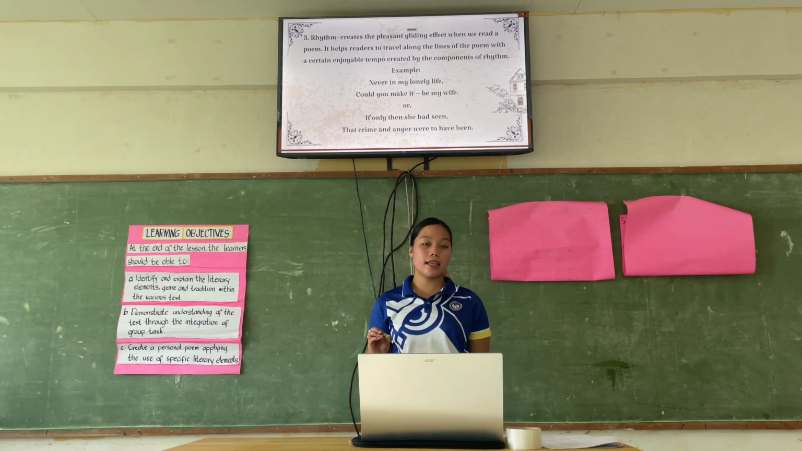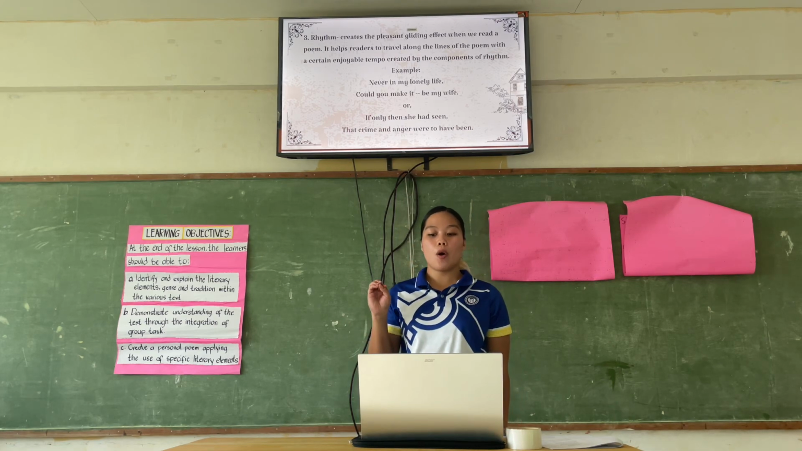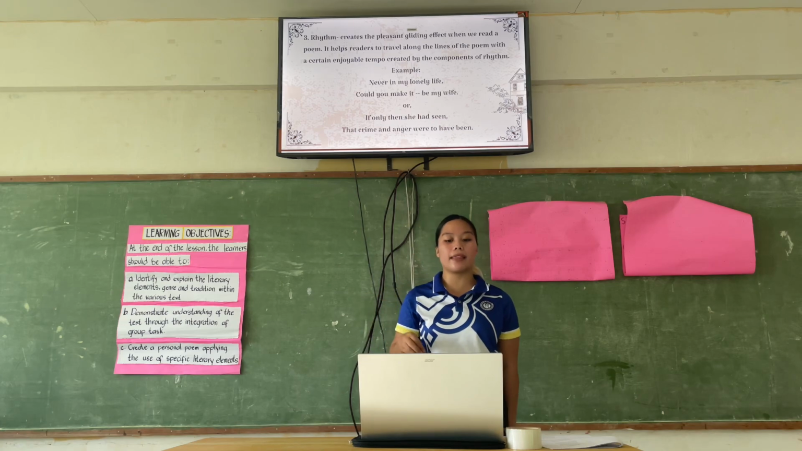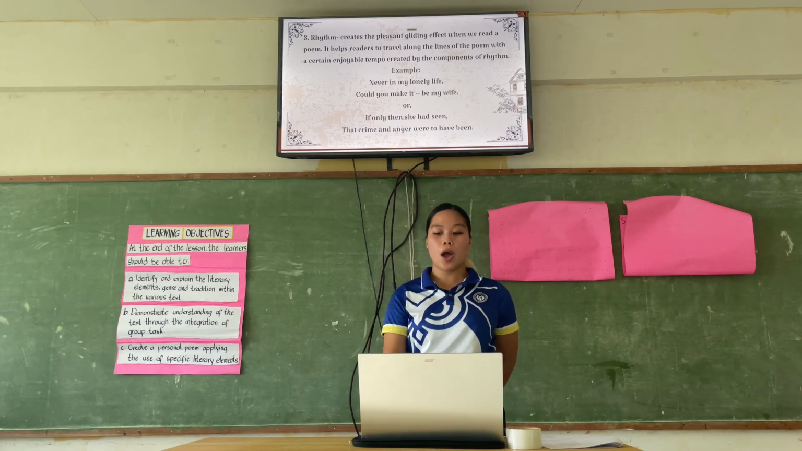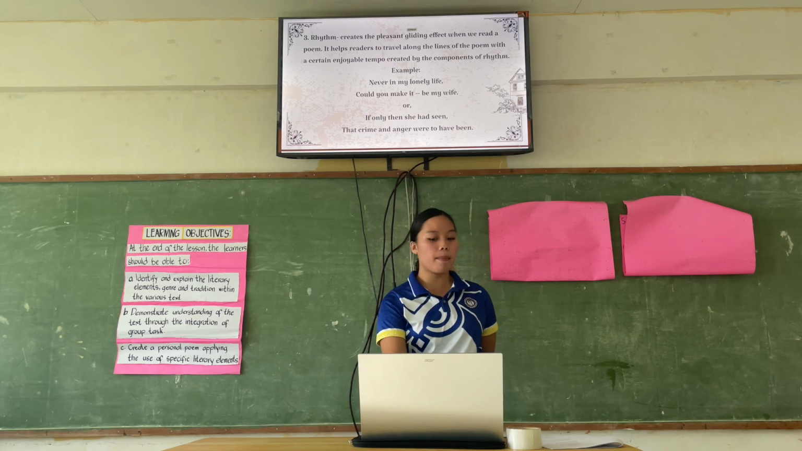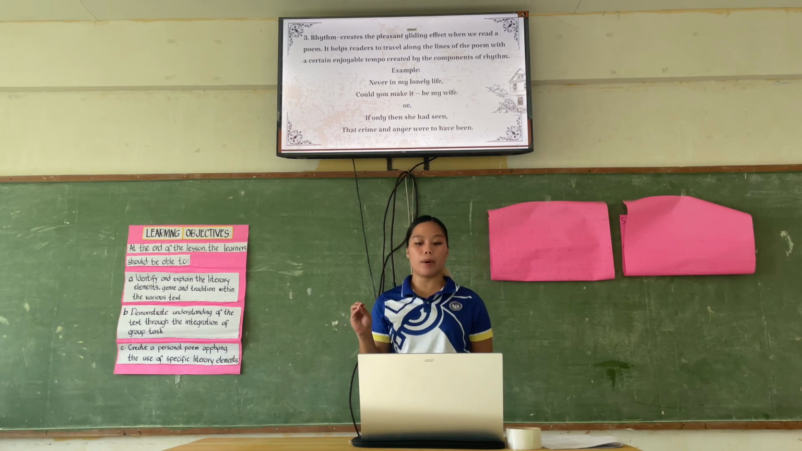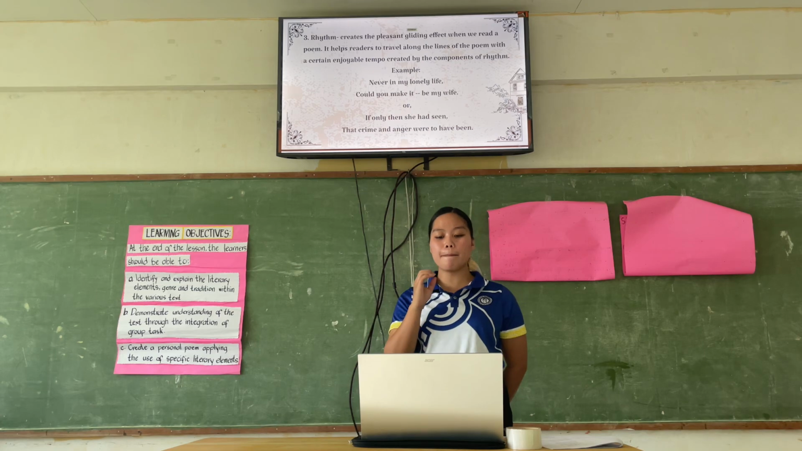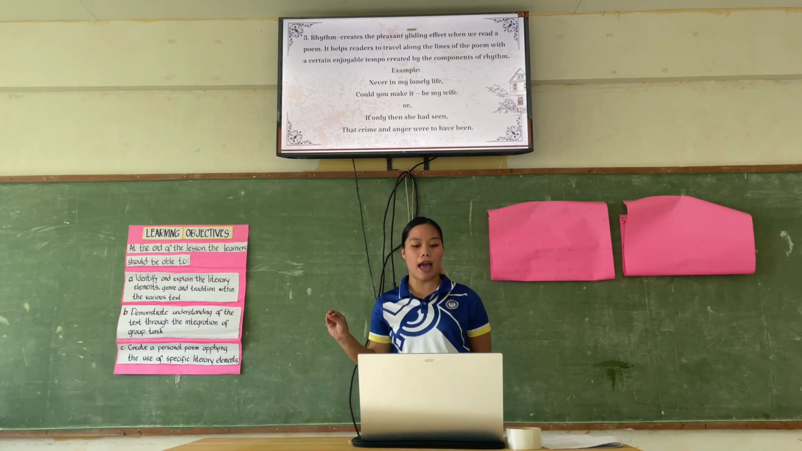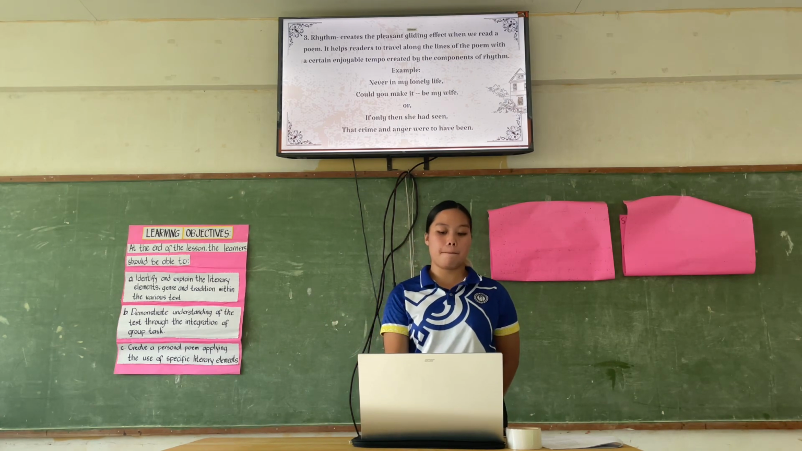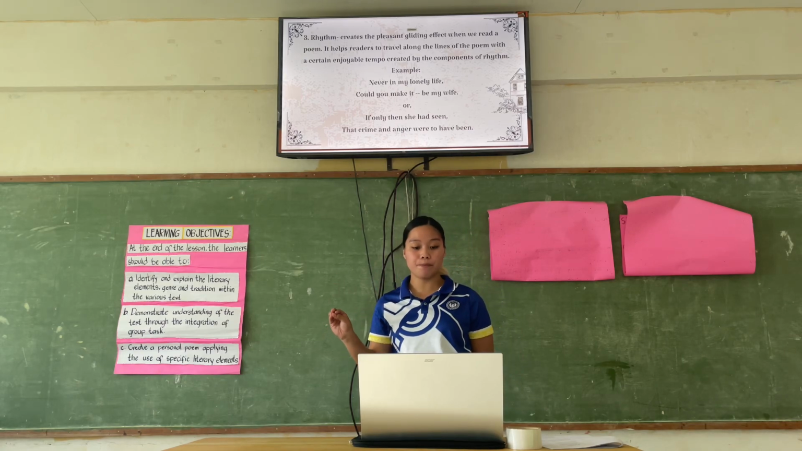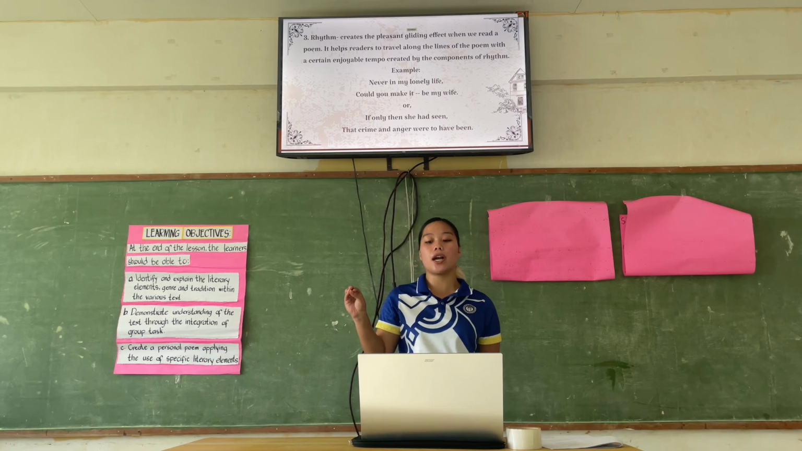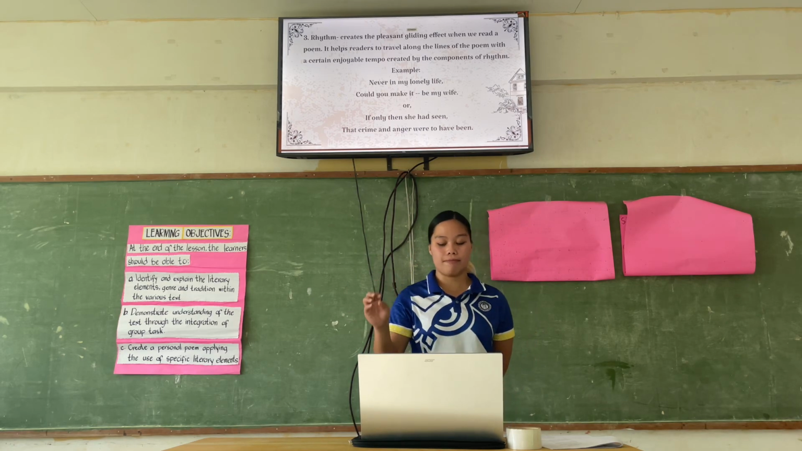The third one is rhythm. Rhythm creates a pleasant reading effect. When we read a poem, it helps readers travel along the lines of the poem with a certain enjoyable tempo created by components of rhythm. Example: Never in my lonely life could you make it be my wife. Or if only then she had seen the crime and anger were to have been.